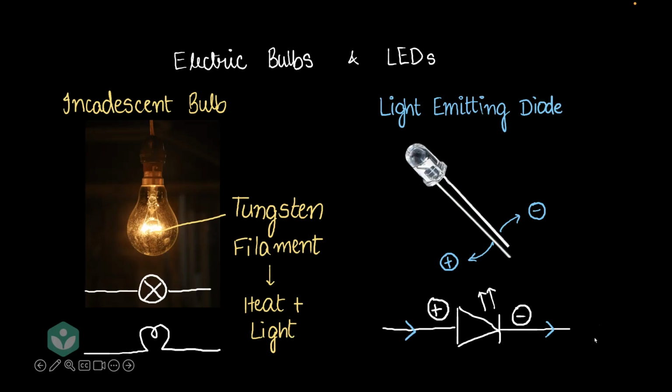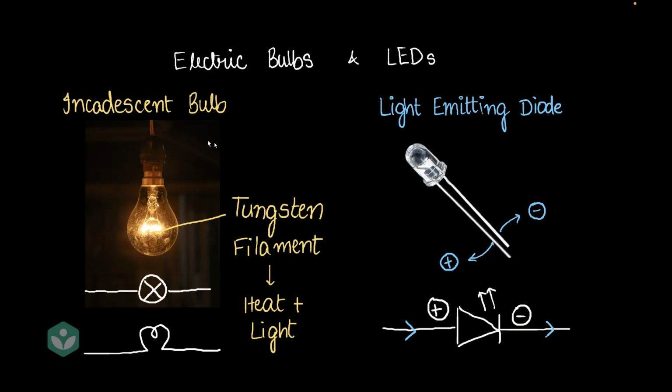Now, what would happen if you forced current to flow in the opposite direction? What would happen if you connected the positive end of the LED to the negative terminal of the battery and the negative end to the positive terminal of the battery? Well, the LED would stop functioning, would most probably blow up and get spoiled. So always ensure that you connect the positive end of the LED to the positive end of the battery, and the same thing with the negative end.